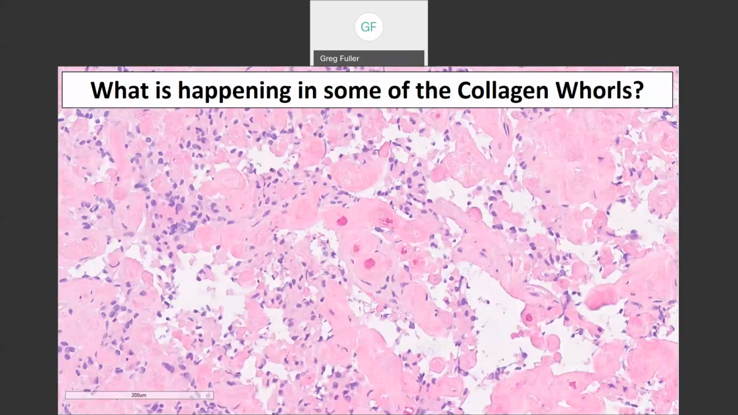All right, how about the psammoma bodies? Yeah, calcification. You know, it's bothering me a little bit. It should be a little more bluish, a little more blue-purple for calcium salts. These look intensely eosinophilic, and they have a little bit of the shape.